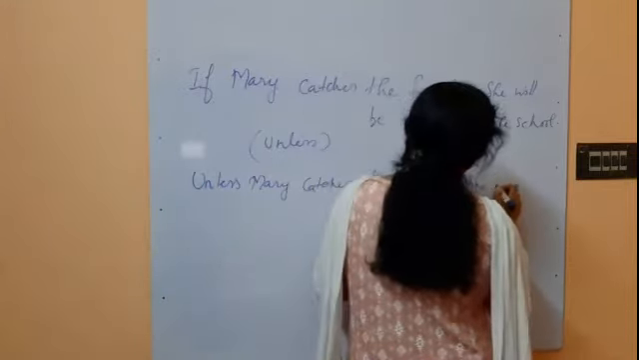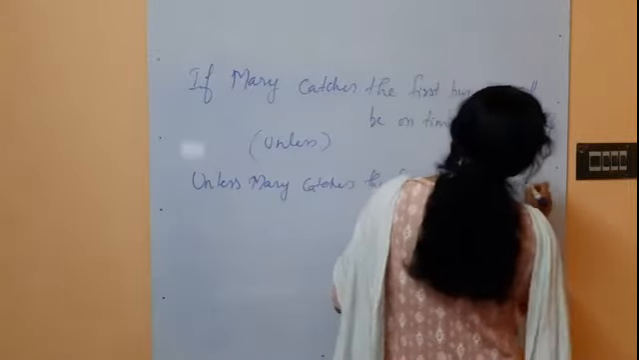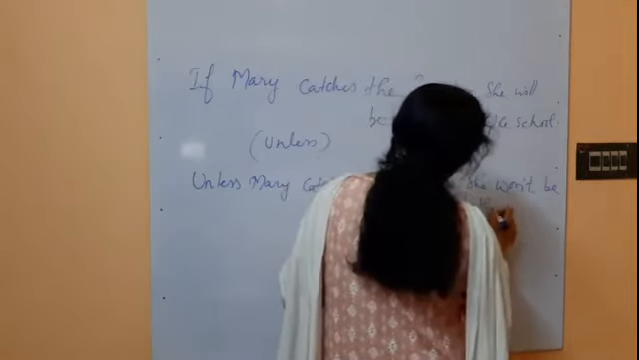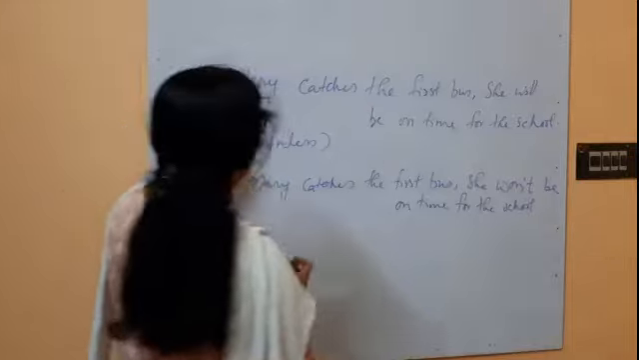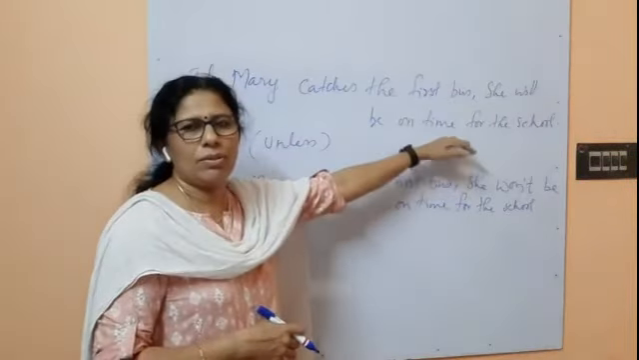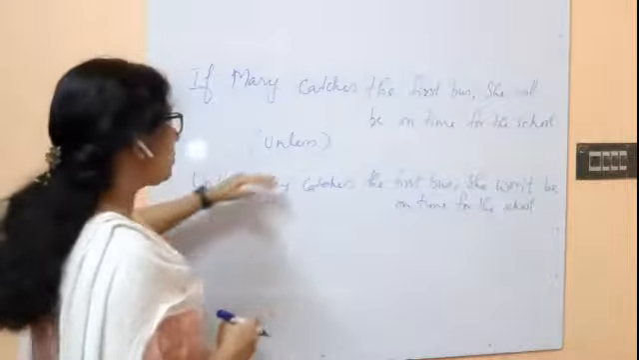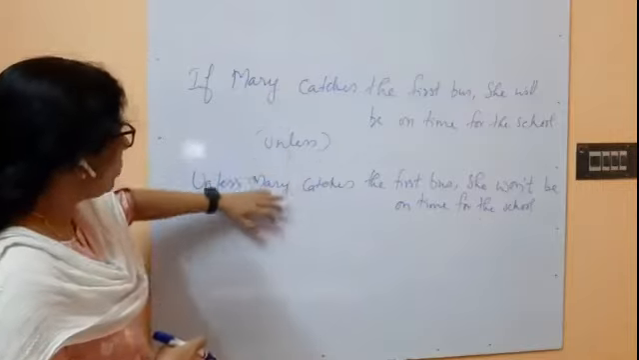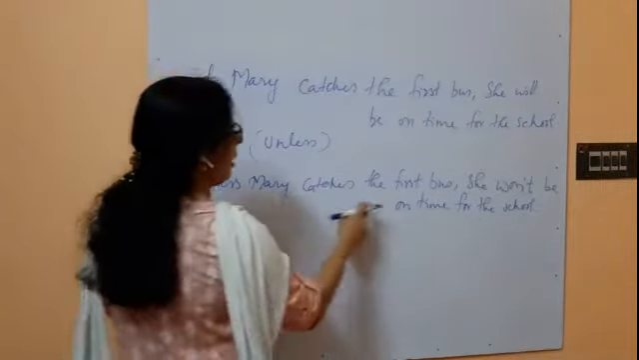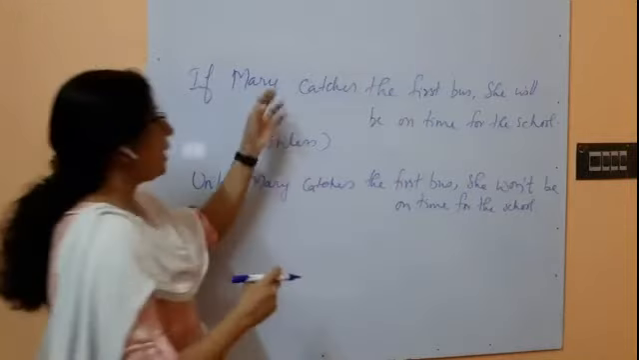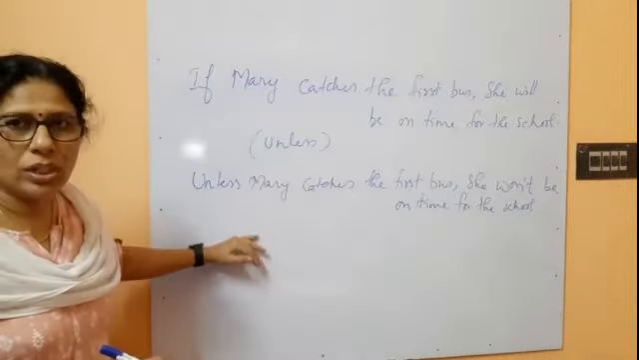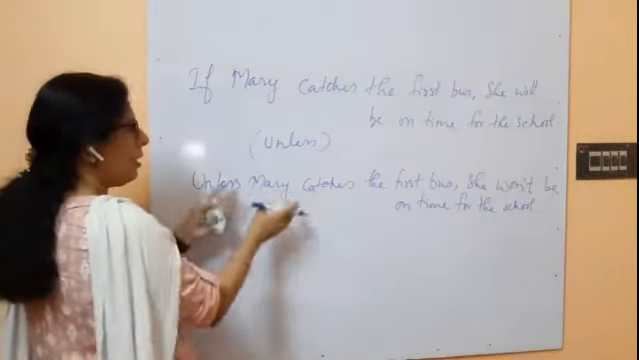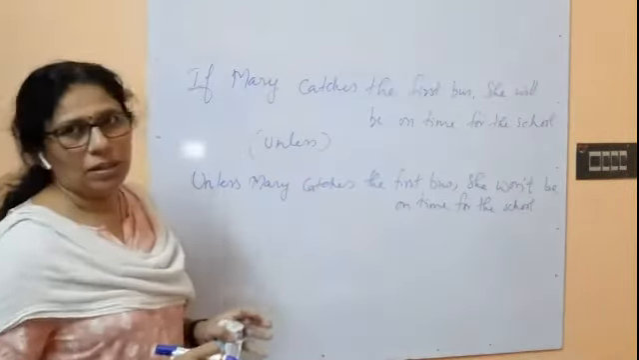bus, a comma is needed, she will be on time will be converted to she won't be on time for the school. Understood? So the meaning is, if Mary catches the first bus, she will reach the school at the correct time. But unless Mary catches the first bus, if she doesn't get it, that will be the meaning. So when we are converting that to unless, the meaning should be like this. Unless Mary catches the first bus, she won't be on time for school. If she gets the bus only, she will be in time. Unless she gets the bus, she won't be on time for the school. Understood? So the meaning will be the same, but the negative part will be in this answer.